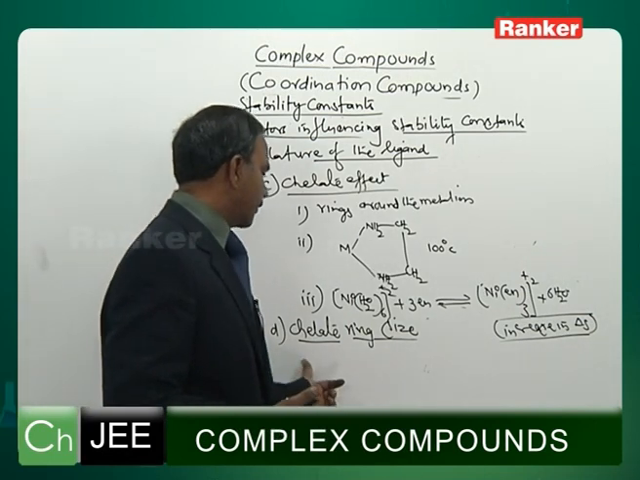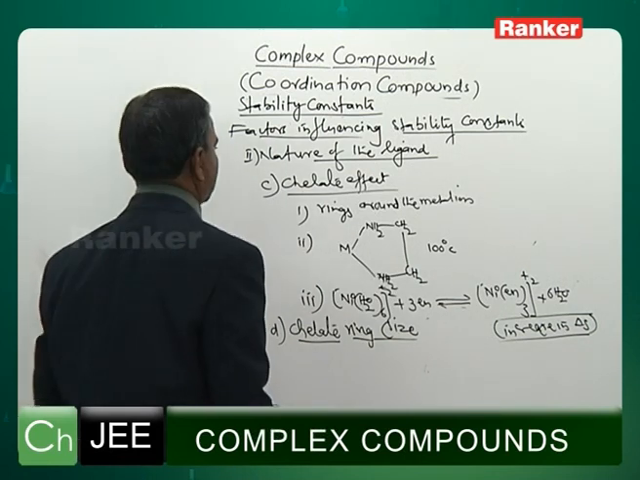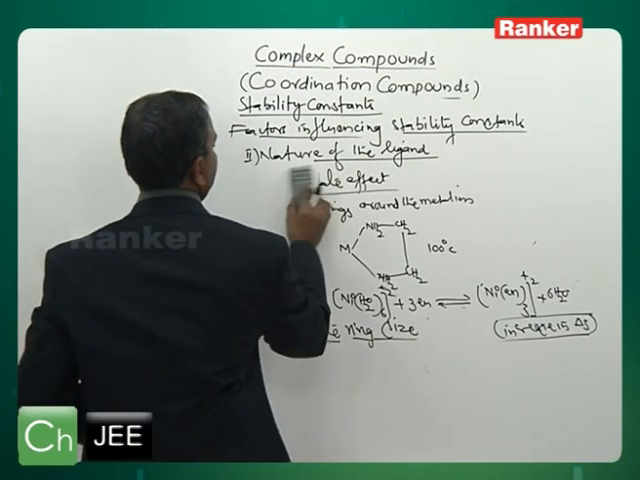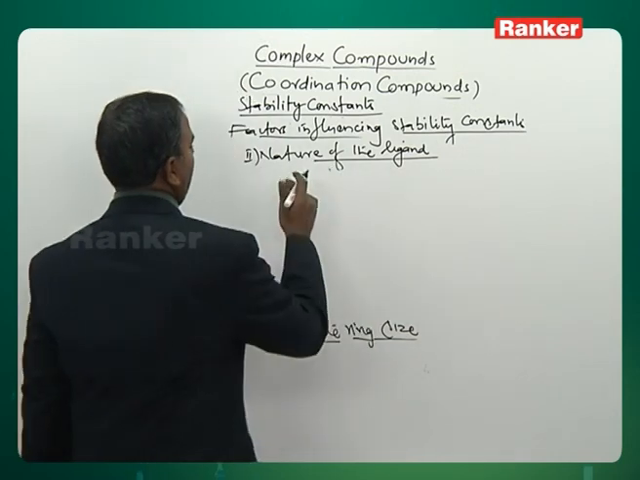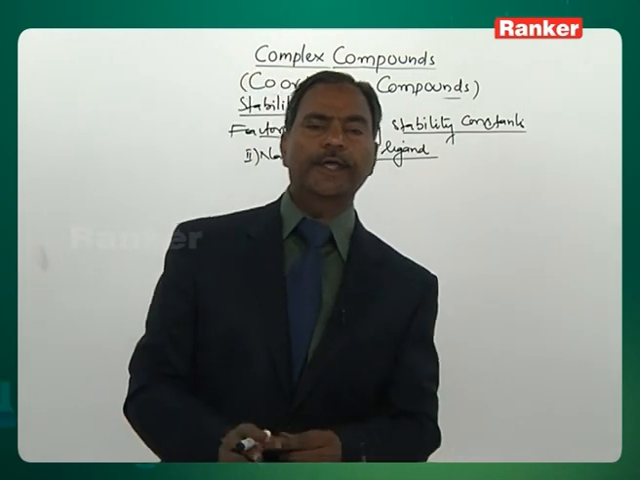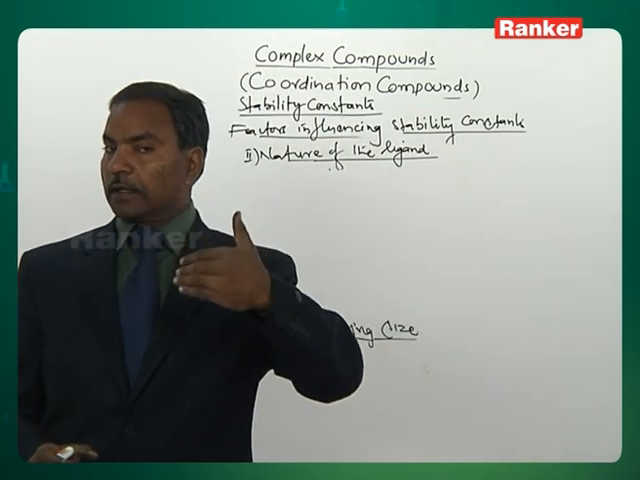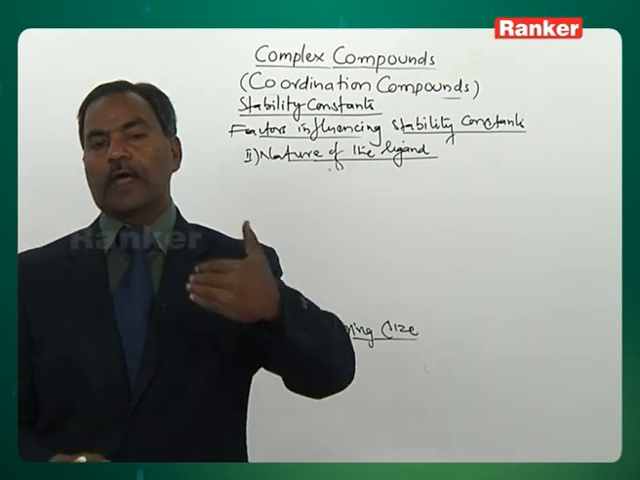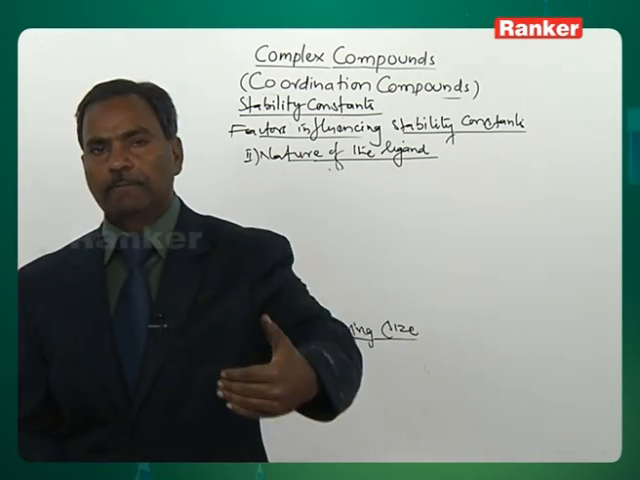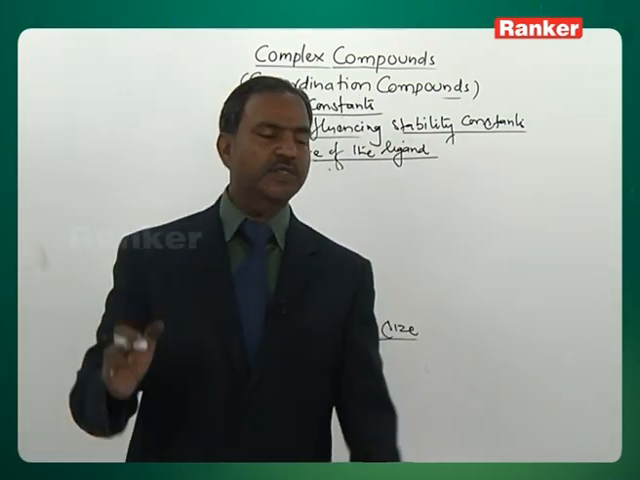Coming to the next, chelate ring size. In general, a 5-membered chelate ring is more stable than a 6-membered chelate ring, provided the chelate rings are saturated.